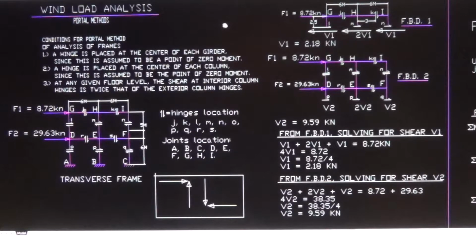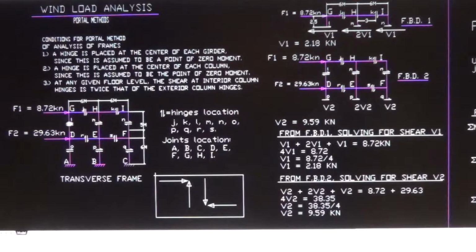Number one, a hinge is placed at the center of each girder right here, since this is assumed to be a point of zero moment. And number two, a hinge is placed at the center of each column, since this is assumed to be the point of zero moment as well. Number three, at any given floor level, the shear at interior column hinges is twice that of the exterior column hinges. So the interior column has twice the shear of the exterior columns.